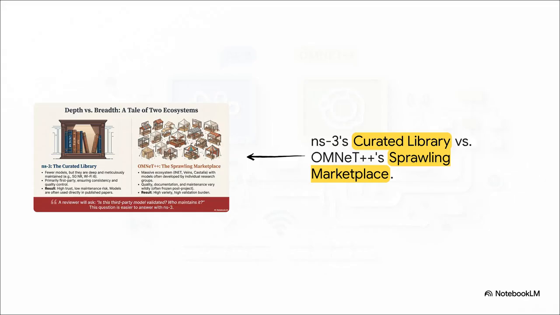This is such a great way to think about it. ns-3 is like a highly curated academic library. Yes, it has fewer models. You'll find things like 5G and Wi-Fi 6, but they are incredibly deep, meticulously maintained, and mostly official. That means you get high trust and very low risk. OMNeT++, on the other hand, is like a massive, sprawling marketplace. It has a gigantic ecosystem of third-party models like INET or Veins. The variety is amazing, but the quality, the documentation, the maintenance, can be all over the place. And that puts the burden of validating everything squarely on your shoulders.